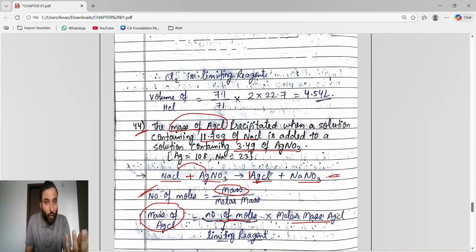So either find the volume or find the mass. For finding the mass or the volume, we are going to use one formula: number of moles. For finding the mass, number of moles is mass by molar mass. So mass means number of moles into molar mass of AgCl. For writing the molar mass of AgCl, we'll see how much it is. 1 mole means 1 into molar mass of AgCl, 2 moles means 2 into molar mass of AgCl, 3 moles means 3 into molar mass of AgCl.